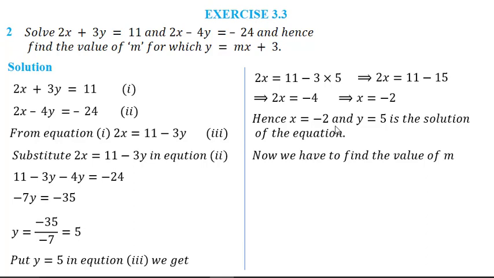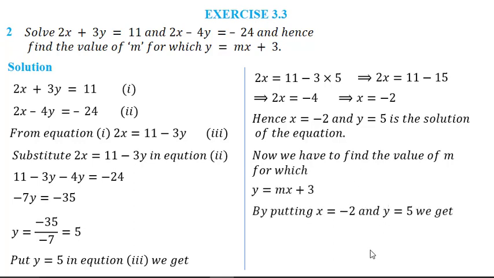Now once you get the value of x and y, you substitute this value of x and y in the equation y is equal to mx plus 3. So we put y as 5 and x as minus 2. After putting, we get 5 equal to minus 2m plus 3. That gives me the value of m as minus 1.